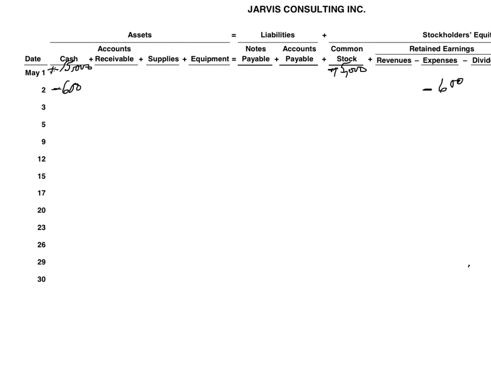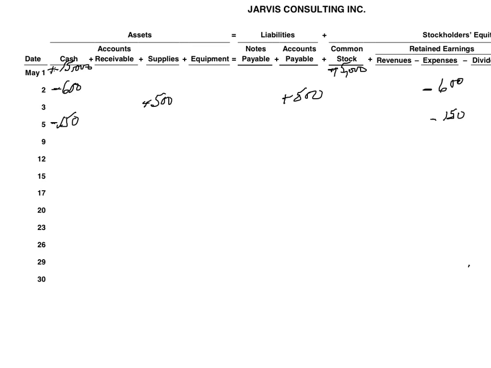Okay, 3. Purchase $500 supplies on account. So my supplies go up 500. So May 3rd, supplies up 500, and my accounts payable goes up 500. So you see, we're still in balance. And I paid $150 to advertise in the newspaper. So negative, I paid cash, $150, and it's advertising expense, so it's negative $150 over here.